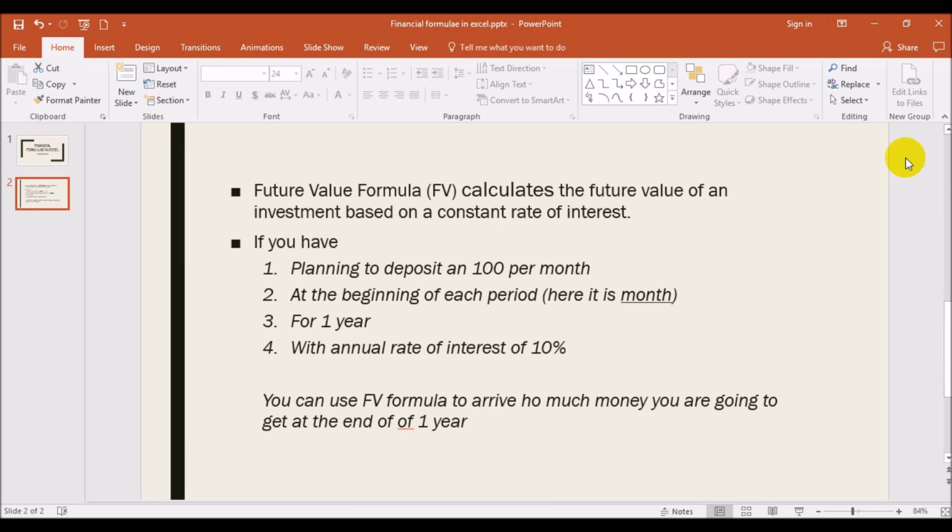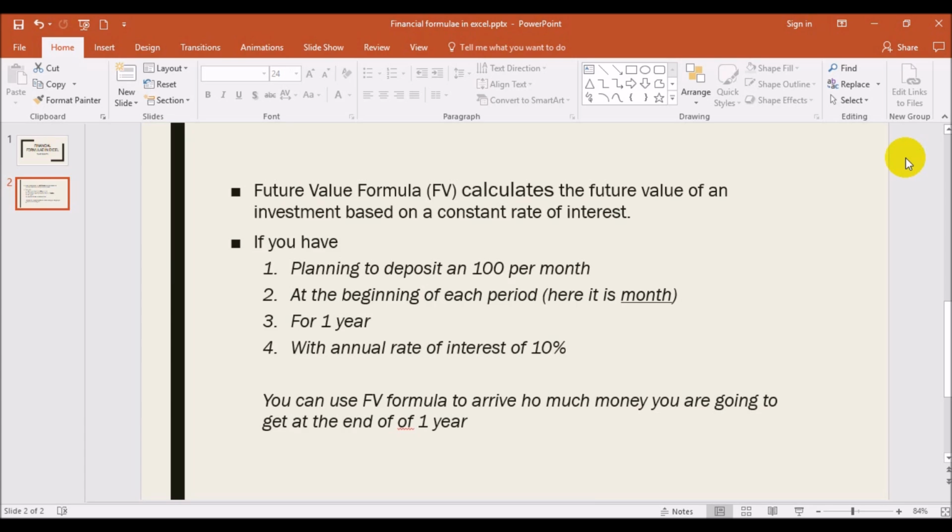To understand this formula in a better, practical way, I have laid down one example here. I'm going to deposit 100 rupees per month into a bank at the beginning of each period, which here is a month, and I'm doing it for 1 year, which is 12 months, with an annual rate of interest of 10%. I'm using the FV formula to arrive at how much money I'm going to get at the end of 1 year. So this is the example.